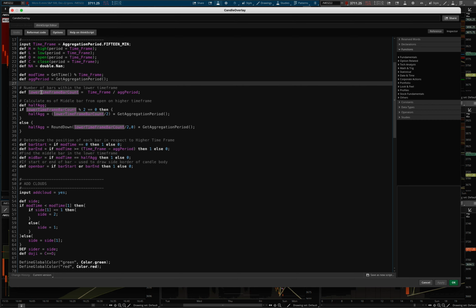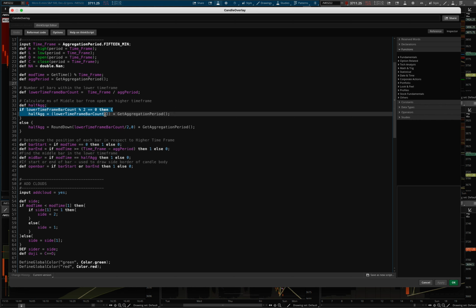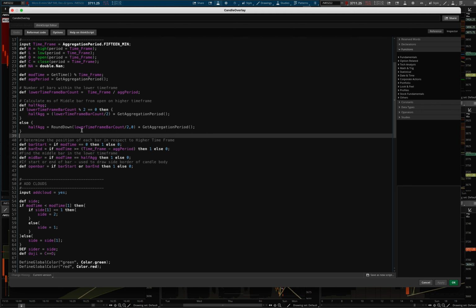So it's just a straight division. So that's the number of bars in the chart. And then down here, it's saying the half aggregate is going to be the whole bar count divided by 2. I'm not sure why they ended up doing it this way. This is where I started realizing I'm going to have to rewrite this script. But what it's trying to do is translate this into the milliseconds of the aggregation period.